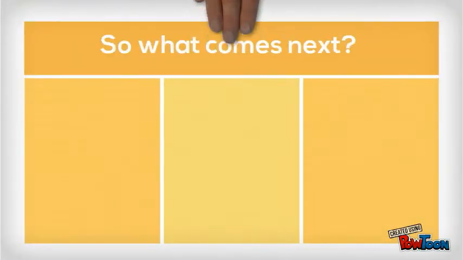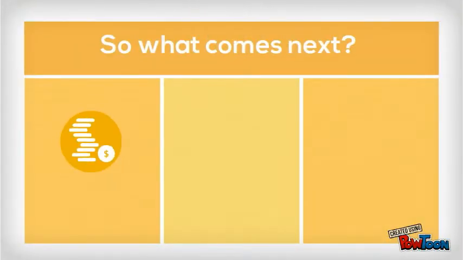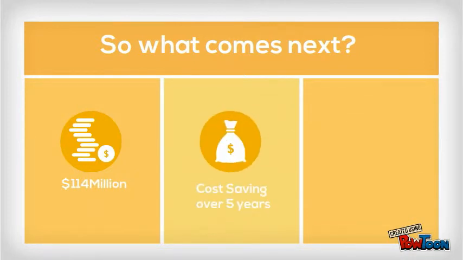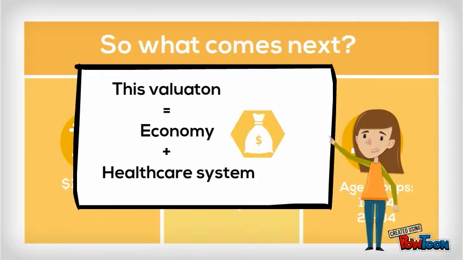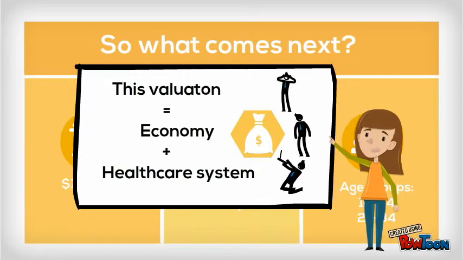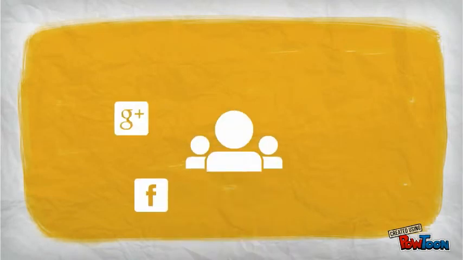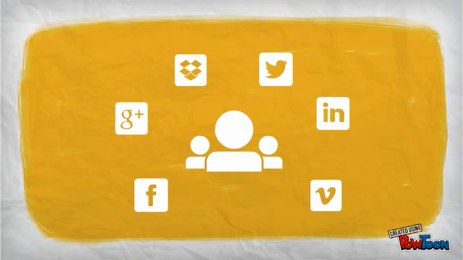So what comes next? We think we can reach $114 million in cost savings over 5 years, just by taking into consideration the age groups of 18 to 24 and 25 to 34. This valuation comes by looking at the burden of depression on the economy as well as the healthcare system. Moreover, the app can be extended to include all of the major social media sites to gain a more comprehensive measure of behaviour, as well as reach more at-risk patients.